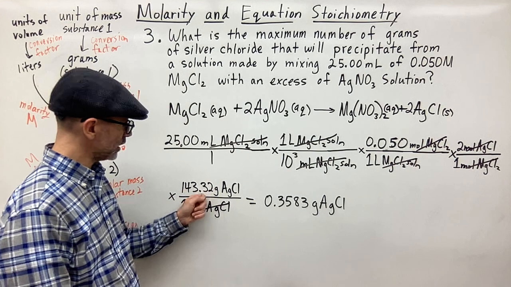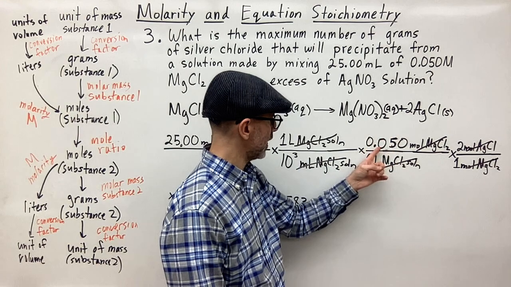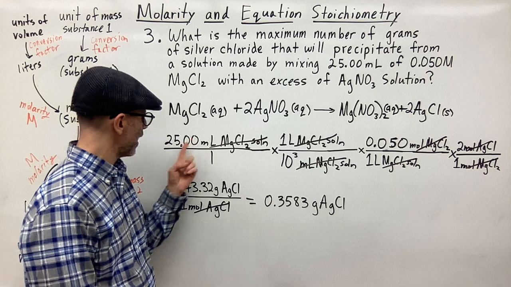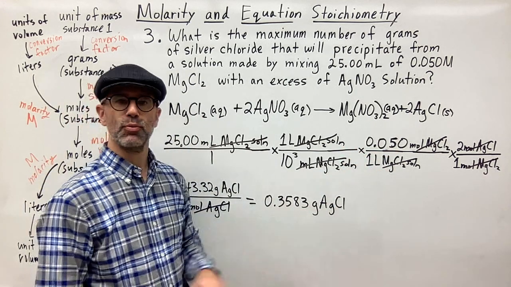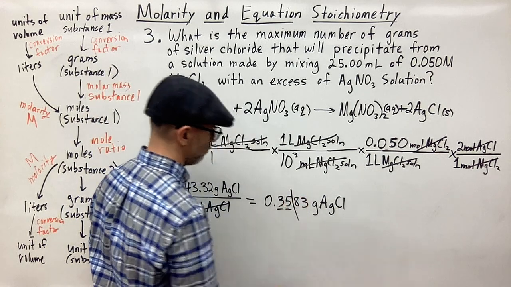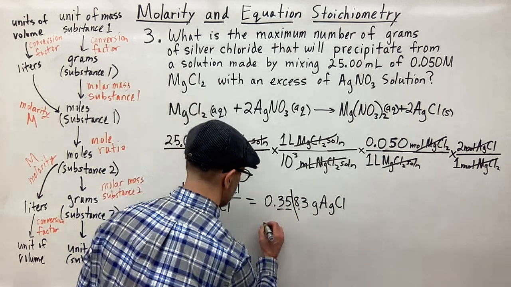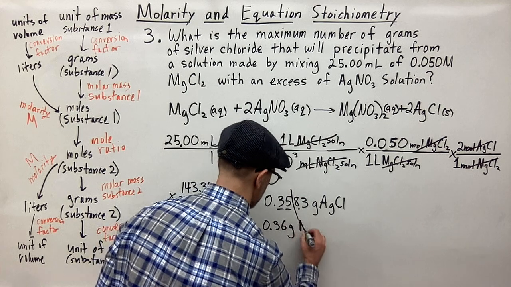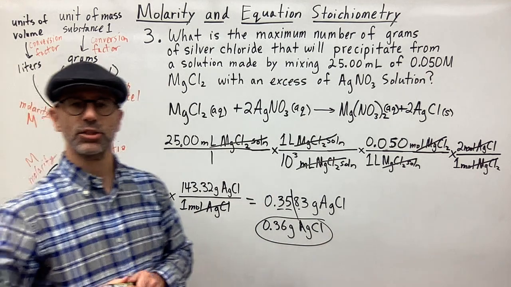So we're going to look at the molar mass. Here we have 5 sig figs. Also, the molarity that they gave us has 2 sig figs. And then here we have 4. So the least number of sig figs is going to be 2. So that means our answer should be rounded to 2 sig figs. So that's going to be 0.35. We're going to cut it off there. So this 8 means that we're going to have to round this to a 6. So the final answer is 0.36 grams of AgCl. So that is our final answer.